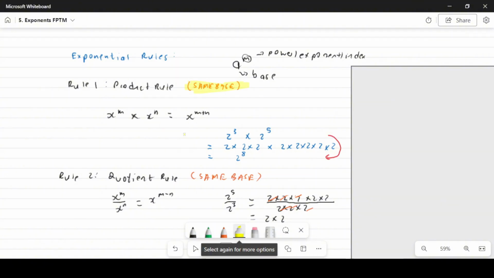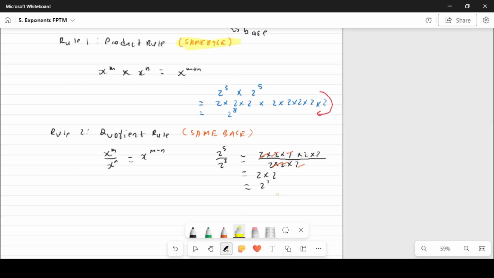In order for you to utilize this rule, the base has to be the same. Okay, so rule number 2, the quotient rule. The quotient rule basically states that whenever dividing terms with the same base, subtract the indices. Right? So let's look at this.